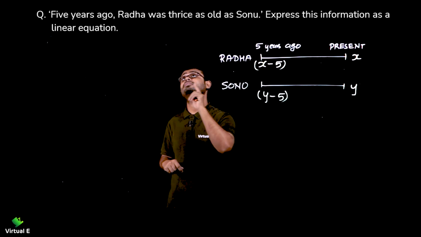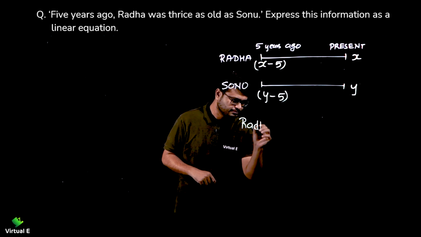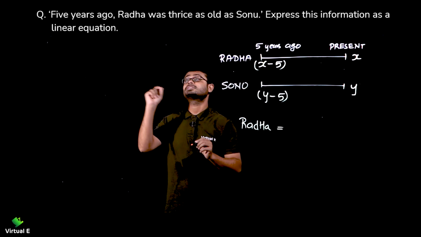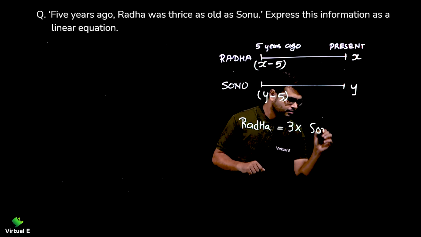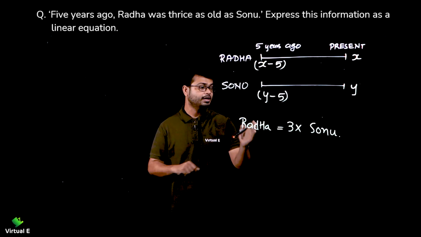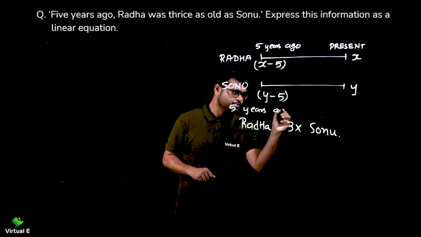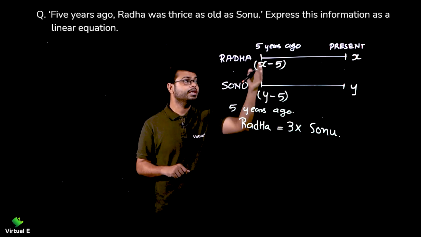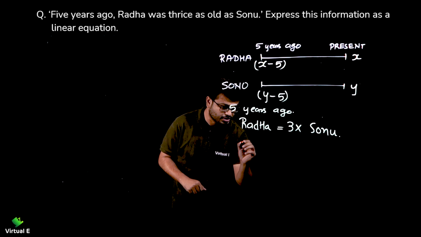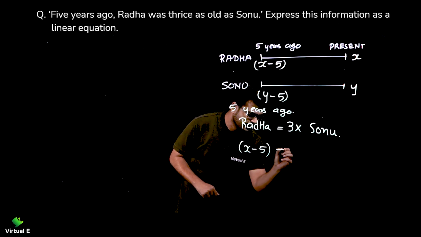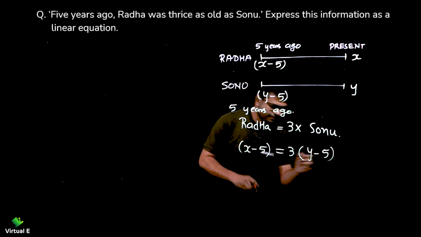That Radha was thrice as old as Sonu. So I can write that Radha is equal to thrice, means multiply by 3, whose age? Sonu. So Sonu, right? Now this is the situation of 5 years ago, so we need to take these quantities, not X and Y, remember. So let's substitute. Radha's age was X minus 5 and here 3 into Sonu's age is Y minus 5.